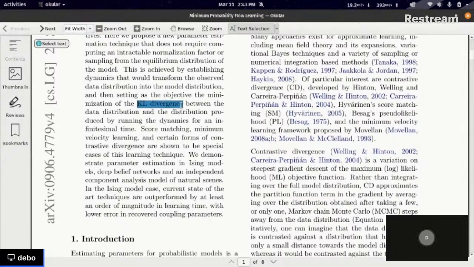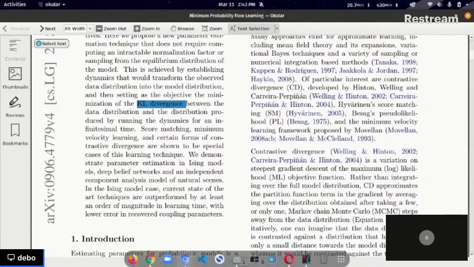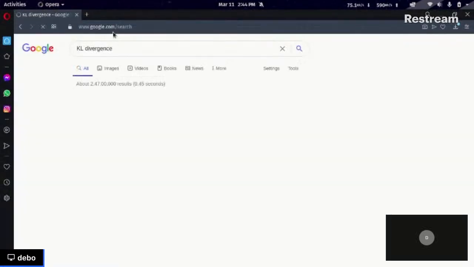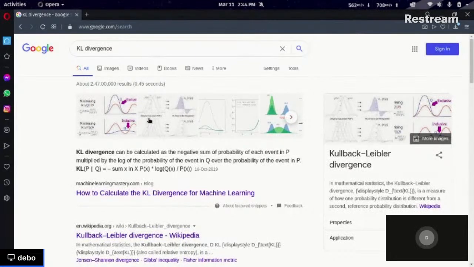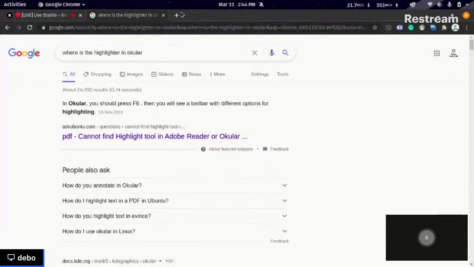Okay, I don't know about the KL divergence. I will search that and I will put the research paper link in the description so you can check that out. I think I'll take some notes so I can understand what it wants to say, and write the questions as well for better understanding.